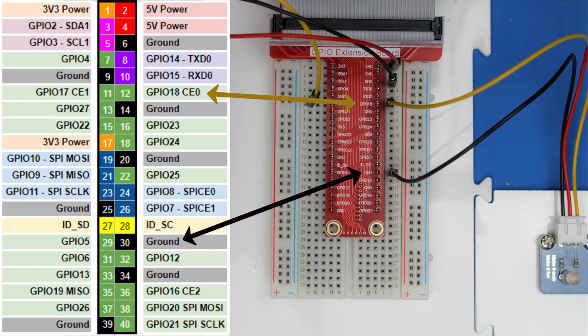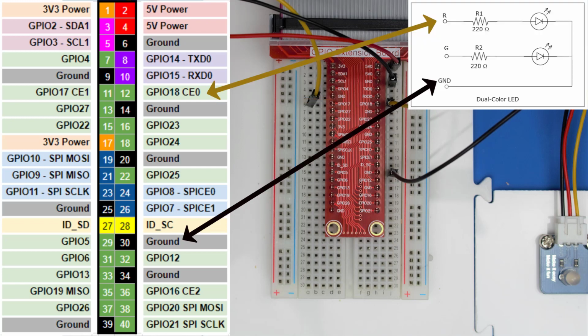Then if we take a look at the schematic of the dual color LED, you might recall that it's always provided a ground, and when we provide power to the R pin, it turns the red LED on, and power to the G pin turns the green LED on. So for now we're just going to turn on the red LED.